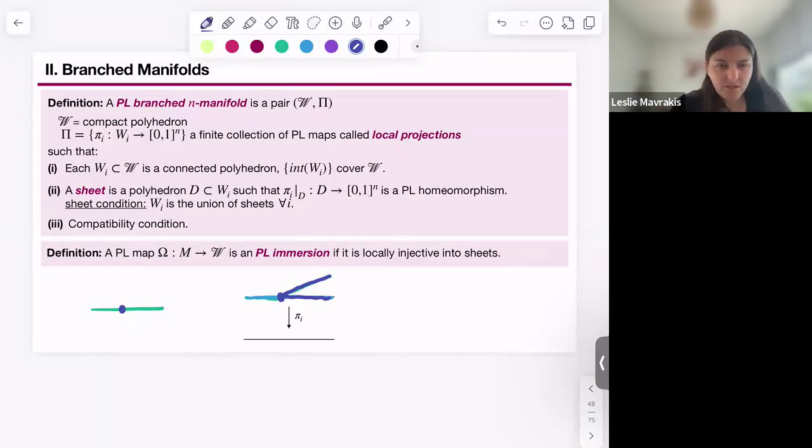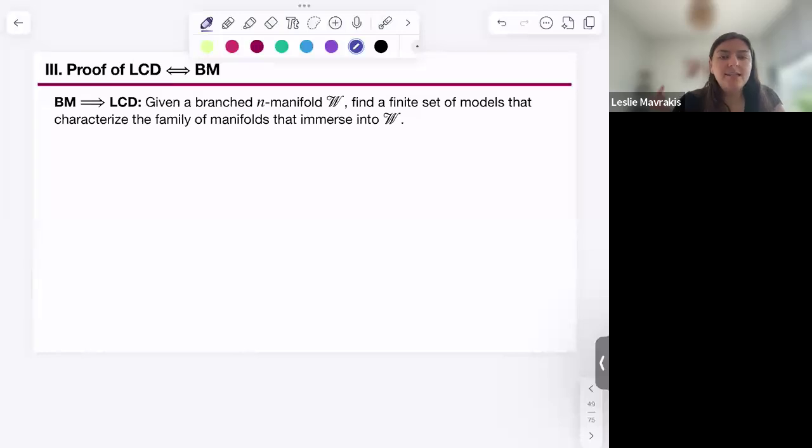Okay, so that's a branched manifold and what it means to immerse into a branched manifold. And now I want to give you an idea of why these ideas of an LCD set versus a branched manifold perspective are actually equivalent. So I'm just going to go through a general idea of the proof and not get too nitty-gritty into the details. One direction is actually a lot easier than the other direction.